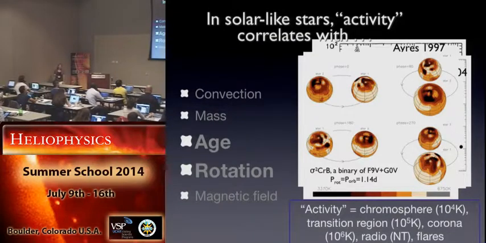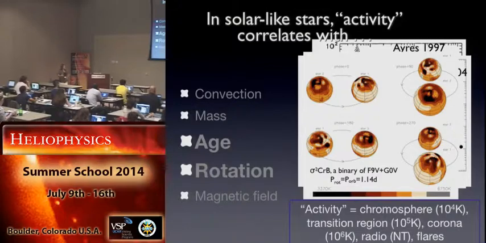But rotation and age are correlated with each other because I just showed you that stars rotate faster when they're younger. This is an example of stars that are very active. This is a close binary of two nearly solar-like stars that have orbital and rotational periods of a little over a day compared to the sun's rotation period, which is 27, 28 days. So this is rotating much faster than the sun is, the single sun.